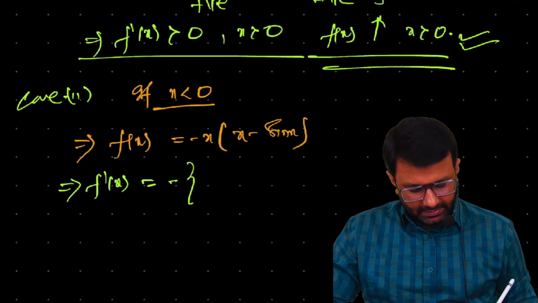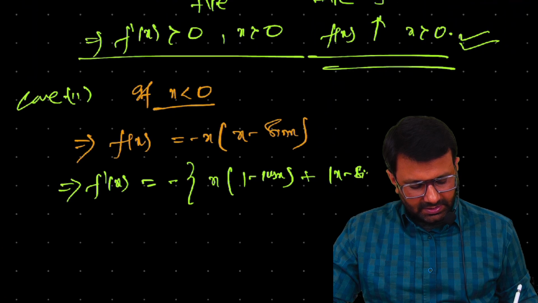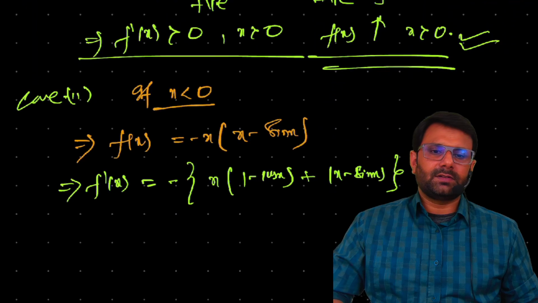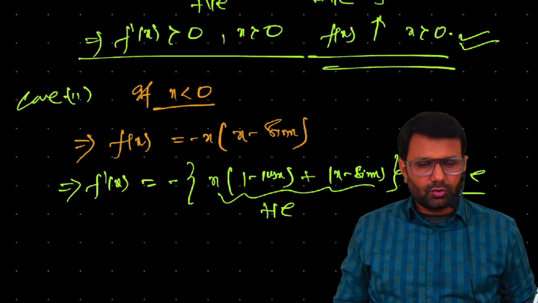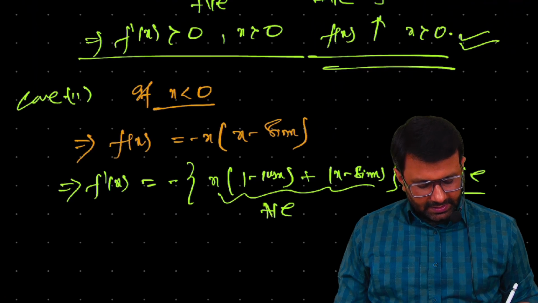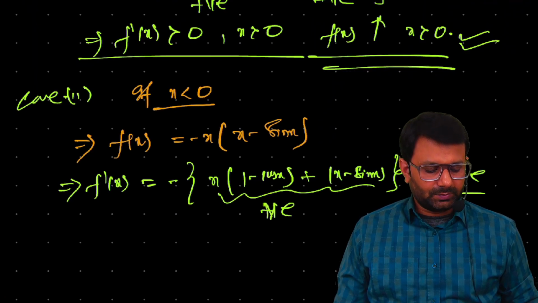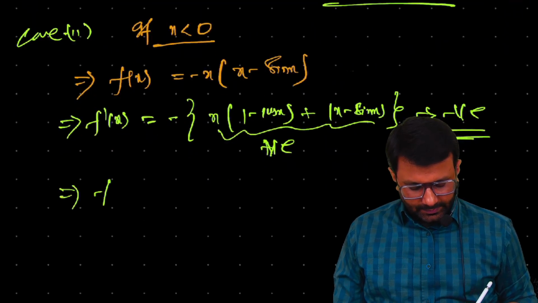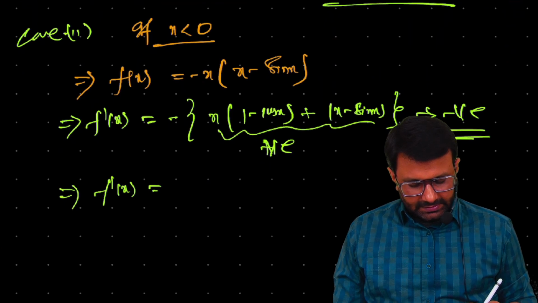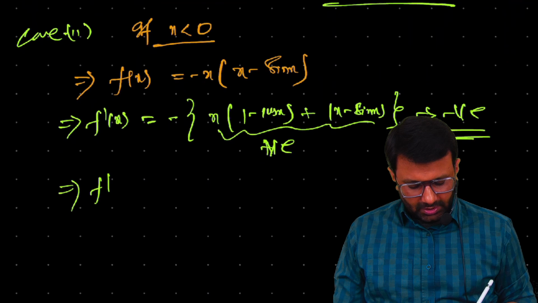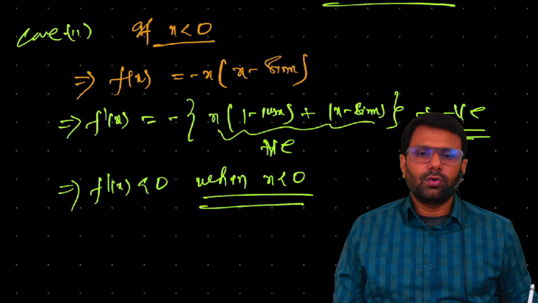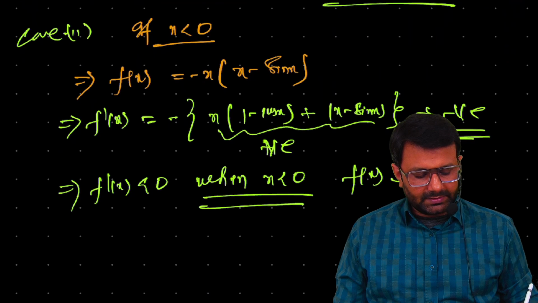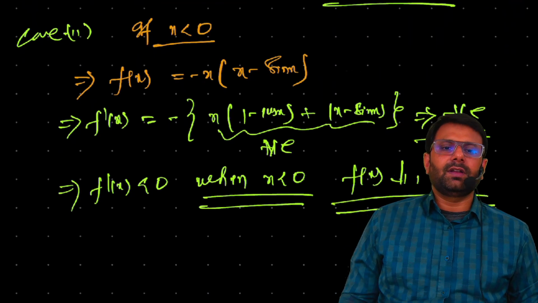So I am writing directly here: x into (1 minus cos x) plus (x minus sin x). This is already positive, so this is positive into negative, so overall negative, no? This side is positive and multiplied by the minus sign, so this becomes negative. So f dash x is less than 0 when x is less than 0. So f(x) is a decreasing function when x is less than 0.